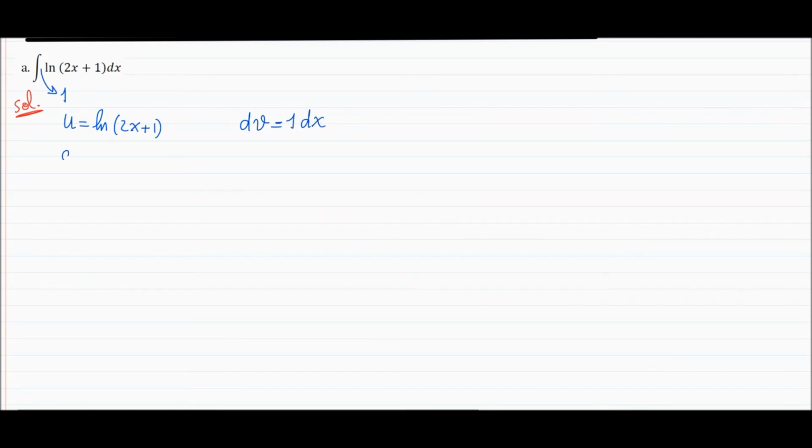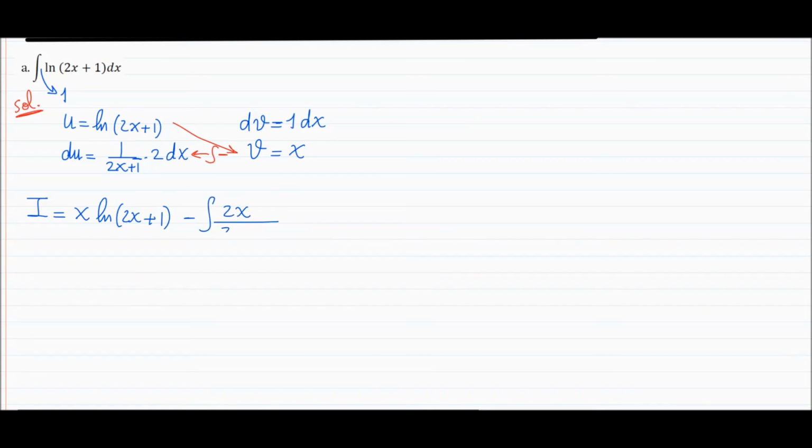So the derivative of ln will be 1 over 2x plus 1 multiplied by the derivative of what is inside ln, which is 2 dx, and now the integration of 1 will be x. And now by making our ladder, multiplying this by this minus the integration of this by this, the integration I will be x ln of 2x plus 1 minus the integration of 2x over 2x plus 1. And now the question is, how can I solve this integration?